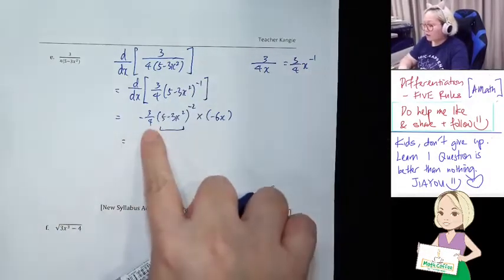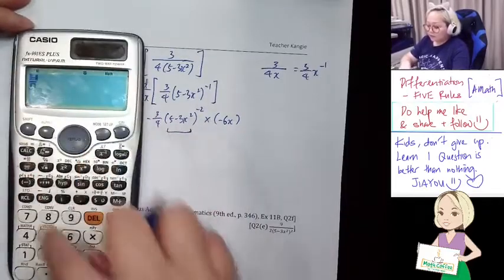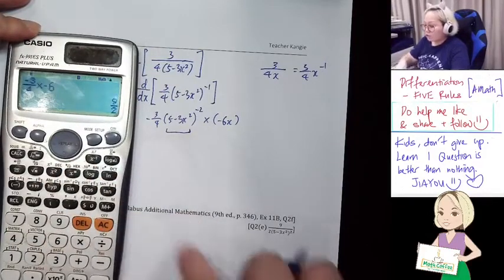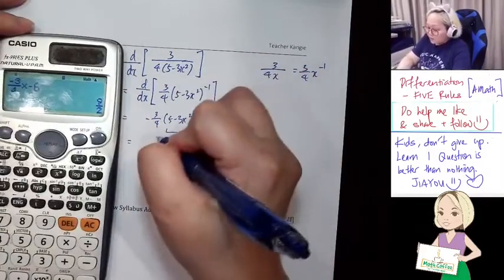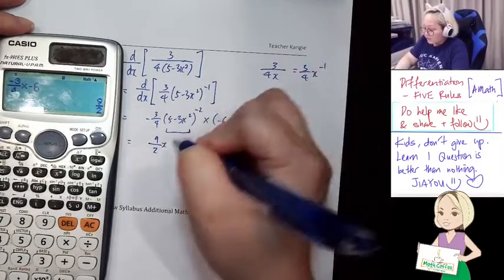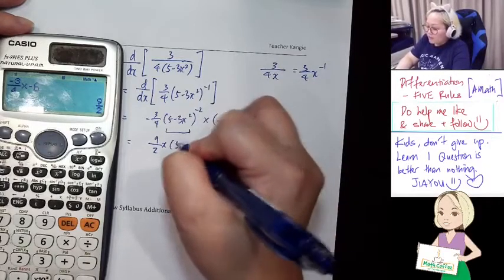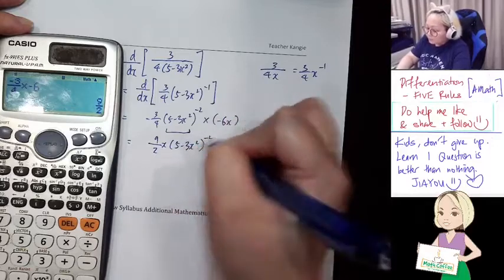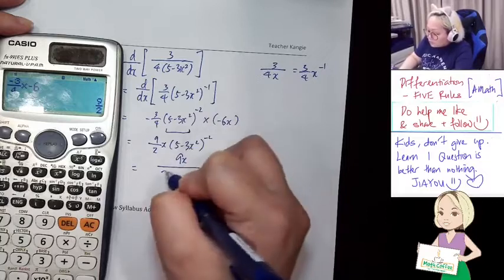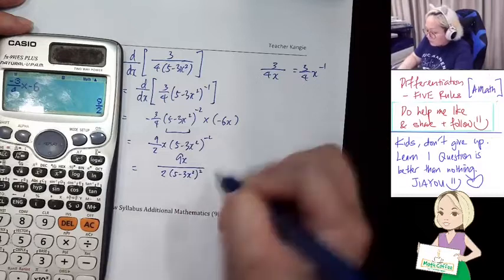So this is minus 3/4 times negative 6, right? Just key in negative 3/4 multiplied by negative 6. So we get 9/2. Don't forget we have an x, so put x here. By right I need to bring this down, never mind, we will bring this down the next step. So to rewrite, it becomes 9x over 2, 5 minus 3x squared to the power of 2. Done.